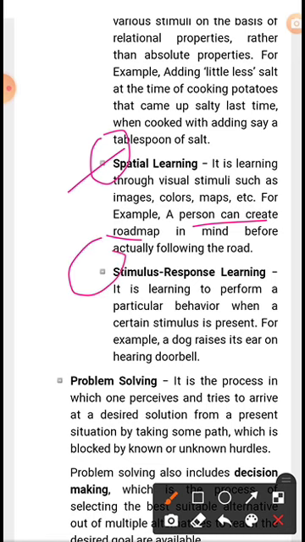Next is stimulus response learning. It is learning to perform a particular behavior when a certain stimulus is present. For example, a dog raises its ear on hearing the doorbell. So this is stimulus response learning. First of all, it will learn to perform the particular behavior when the certain stimulus is present. That comes under stimulus response learning.